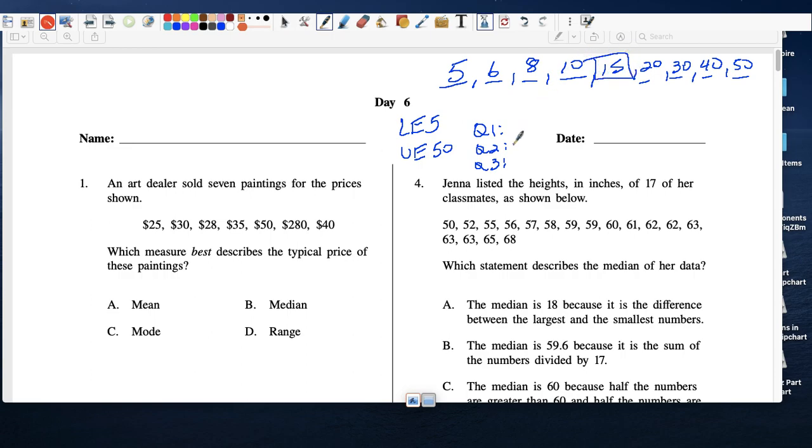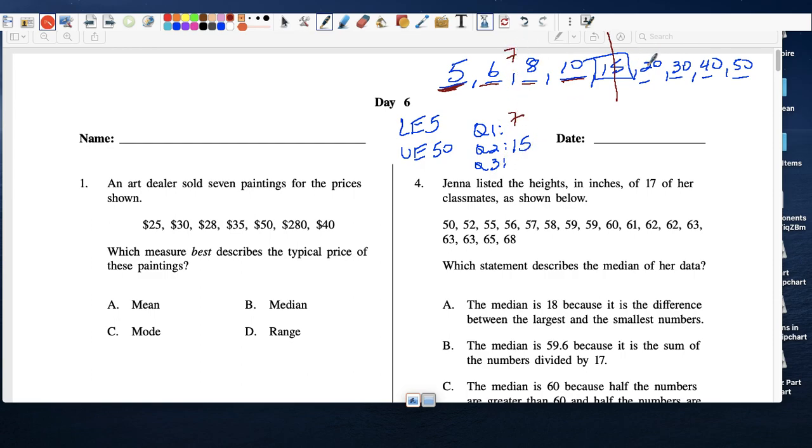So median is 15. Now, from here, cut your data into the upper half and the bottom half. In the bottom half, find the median again. From 5, 10, 6, and 8. And what's in the middle between 6 and 8? That would be 7. So that's your Q1.